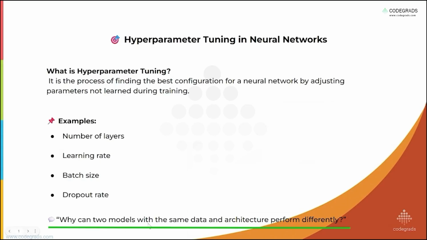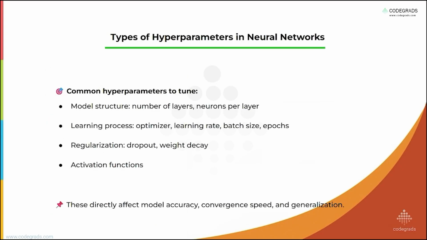Now, why can two models with the same data and architecture perform differently? If we are using two models with the same data, but the parameters are different, these models generally perform differently, even if the data set is the same and the architecture is the same. So the parameters play the most important role in creating models which are more efficient for our personalized tasks.